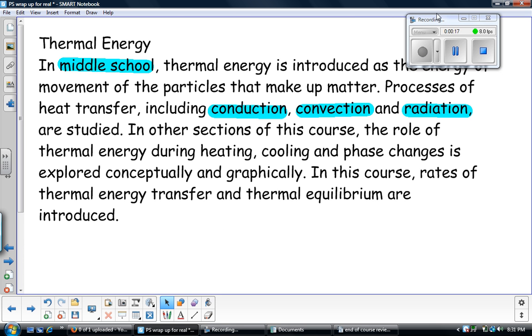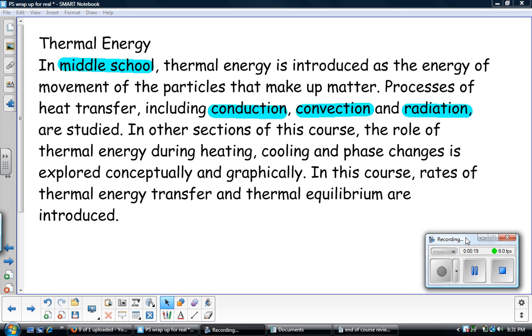Alright, in middle school, you should have learned that thermal energy is the energy of the movement of particles that make up matter. And I think that a lot of you are used to thinking that when something has a higher temperature, its particles are moving faster. When we start our class sessions back up again, we'll spend some more time talking about the difference between heat and temperature. For right now, though, we're going to talk about heat transfer, how heat moves from one place to another. And three terms you should recognize from junior high: conduction, convection, and radiation.